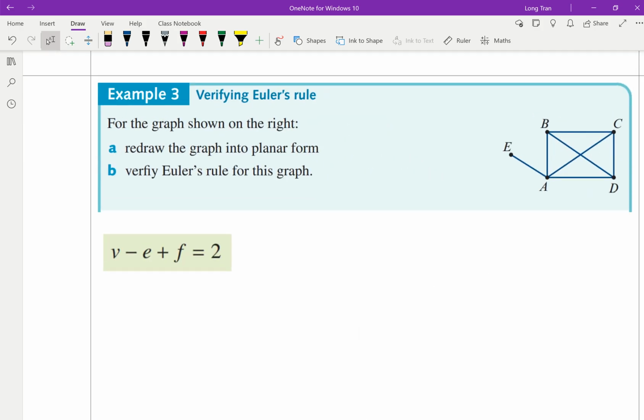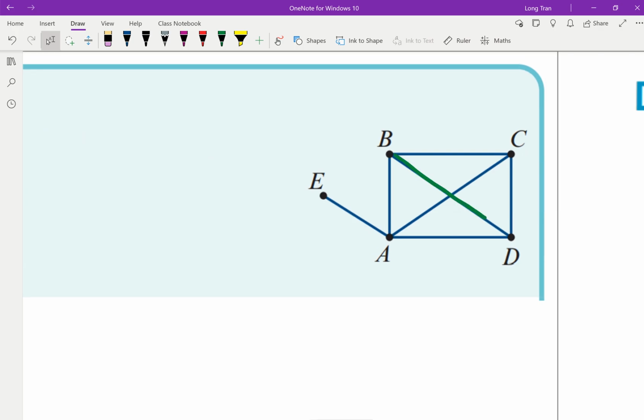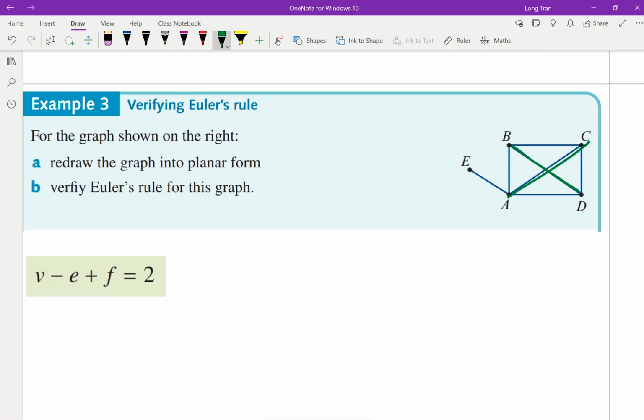The next example is simply for you to utilize the rule. Here it says, for the graph shown on the right, redraw the graph into planar. Right now it's not planar because B to D and A to C are crossing. You can't have any edges crossing for it to be planar. You need to redraw this, and however you draw it, it has to be planar. Once it's planar, they want you to verify that Euler's rule for this graph is true, which is what I did before as an example.